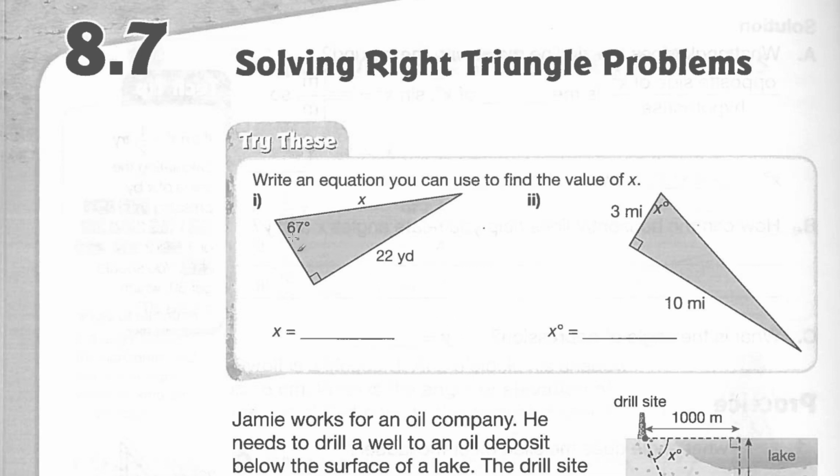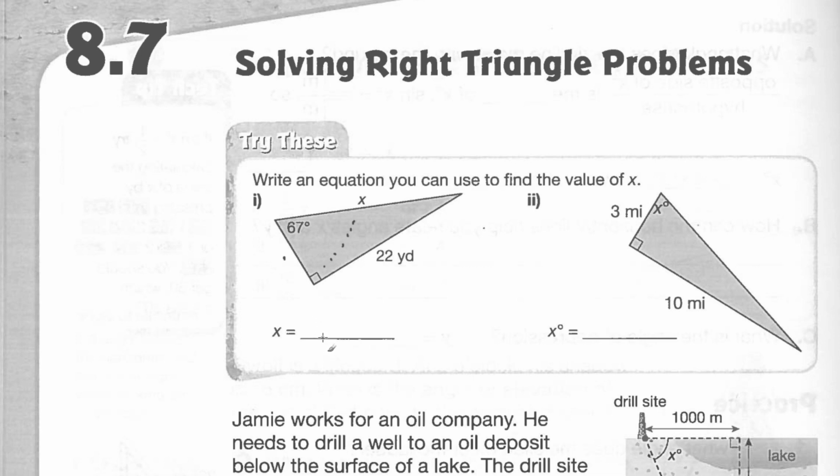So the first one, we are given the angle of 67 degrees and the side length of 22 yards, and we want to find x. Well, if I look here, I have an angle, which is great, and I have an opposite side, because this is opposite the 67, and I'm looking for the hypotenuse. I know this is the hypotenuse, well, first of all, because this one's so short, but also because it's across or opposite the right angle. So this is the hypotenuse, this is the opposite. I need to use sine, because sine is equal to the opposite over the hypotenuse.